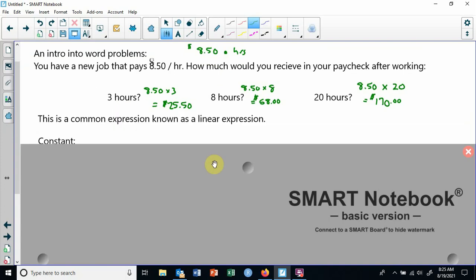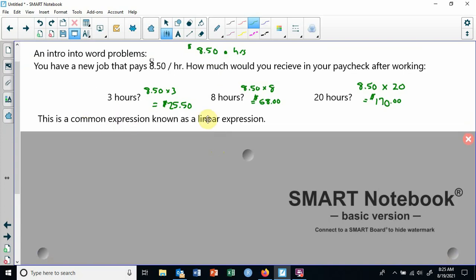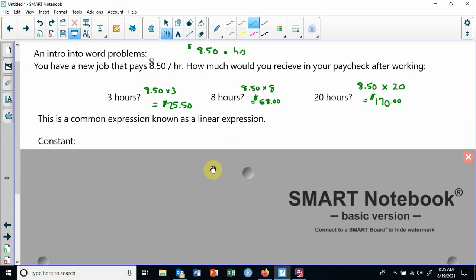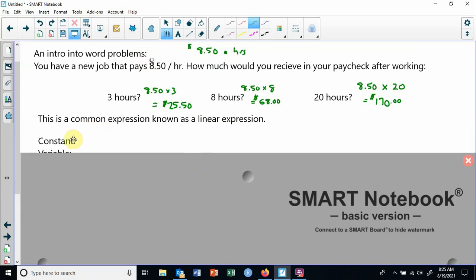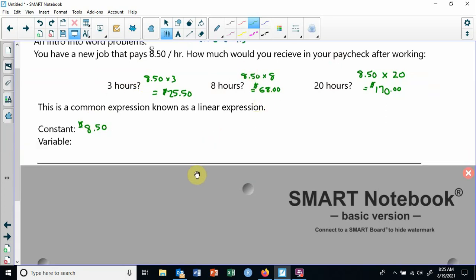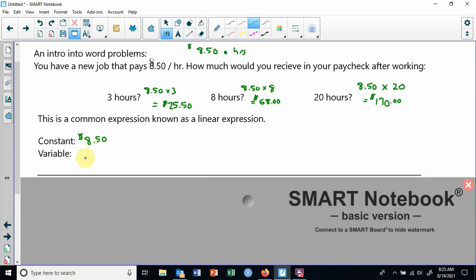So let's talk about what these things are. This is commonly known as a linear expression. It has this set number known as the constant. The constant is something that doesn't change. You are getting $8.50 throughout the entirety of this problem per hour, right? That is a constant amount. Now what's changing throughout the problem, or can change, is how many hours you're working, right? So that's called the variable because it can vary, it can change.